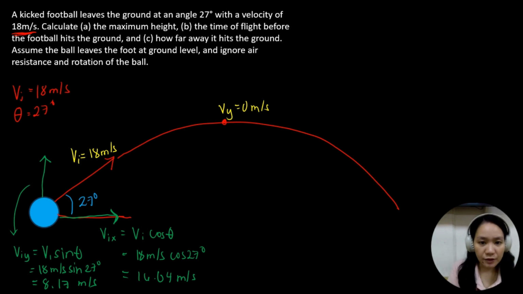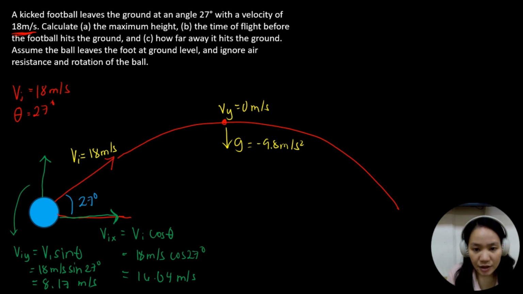Okay, however, there is always a downward gravitational acceleration, which is negative 9.8 meters per second squared, and there is always a horizontal component at the highest point, Vx. All right. Establishing those, let us try to answer letter A. What is the maximum height?